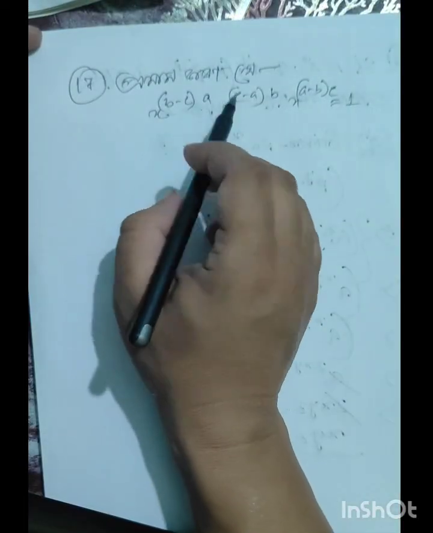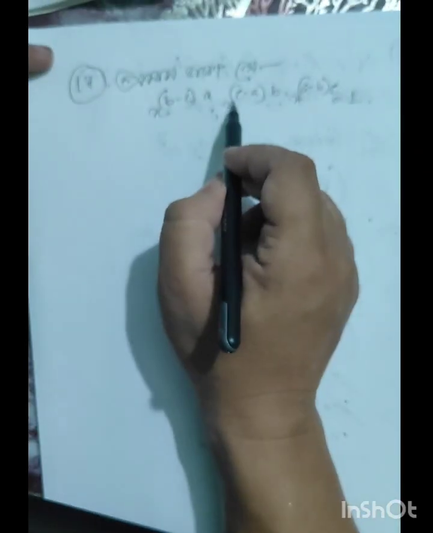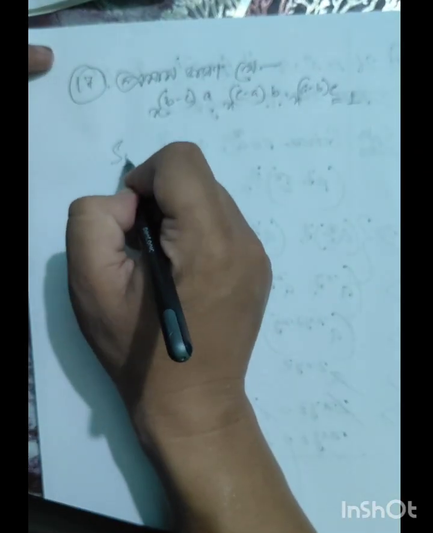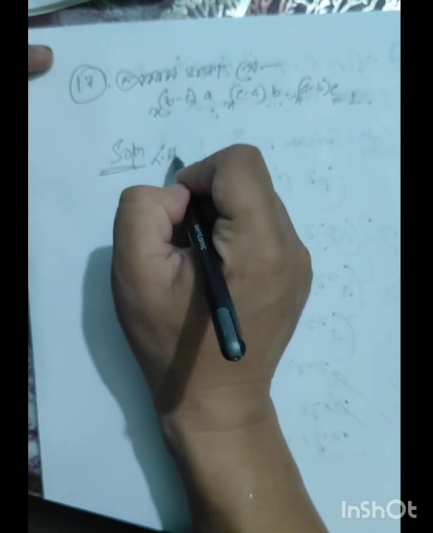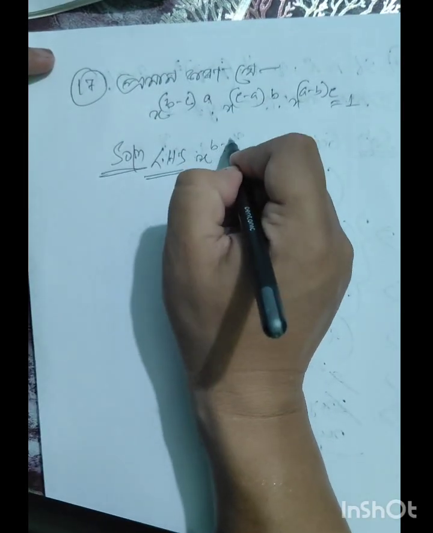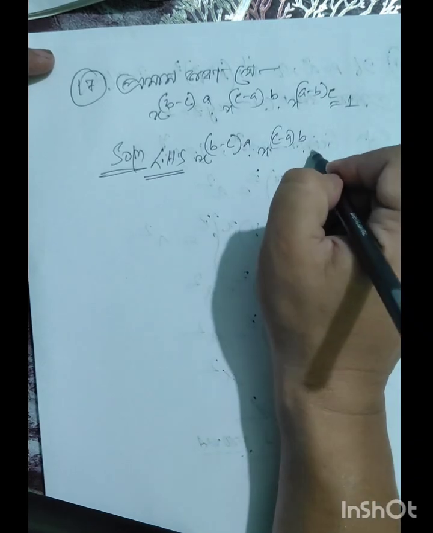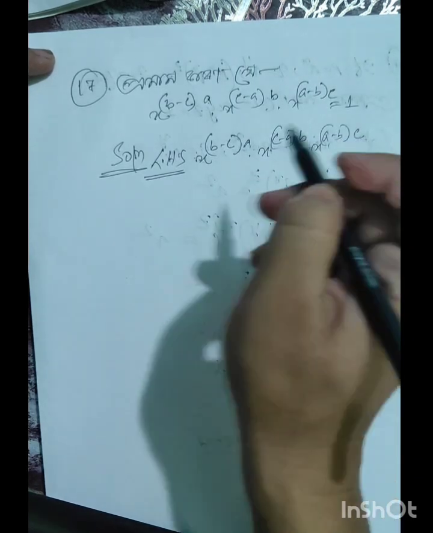Question number 17: prove that x to the power (b minus c) into a, x to the power (c minus a) into b, x to the power (a minus b) into c equal to 1. Solution. I write the LHS: x to the power (b minus c) into a, x to the power (c minus a) into b, x to the power (a minus b) into c.